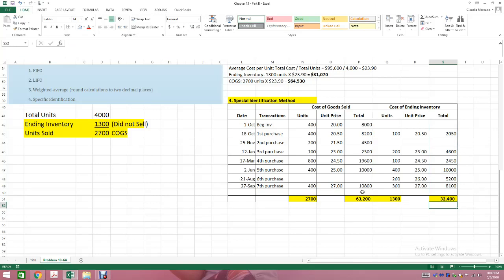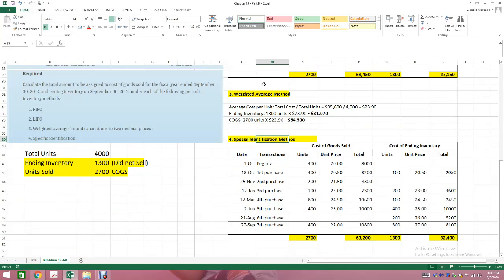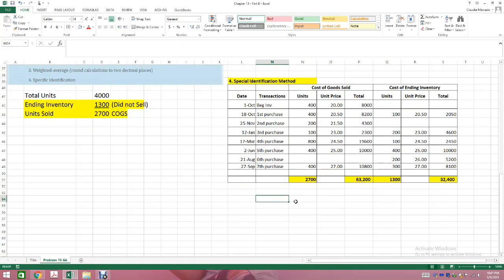So these are the different calculations for each of the methods: FIFO, LIFO, specific identification, and the weighted average. So for your problem, let me do it down here. They have the FIFO method. Which one was the first one that we did? We did FIFO first. So then we're going to have the method here, and then we're going to have cost of goods sold, and then ending inventory.